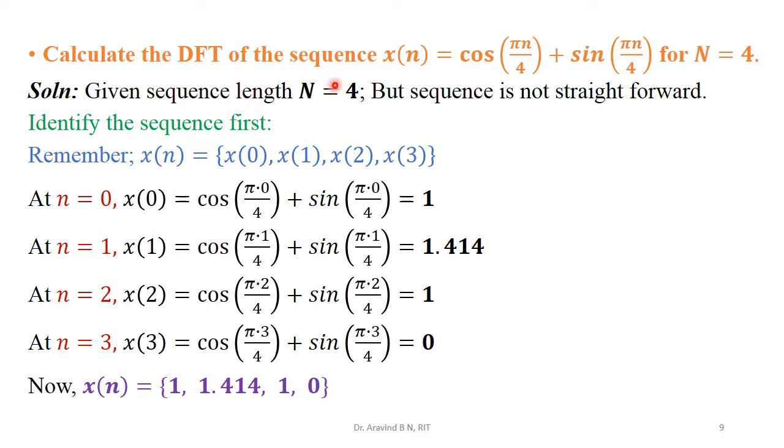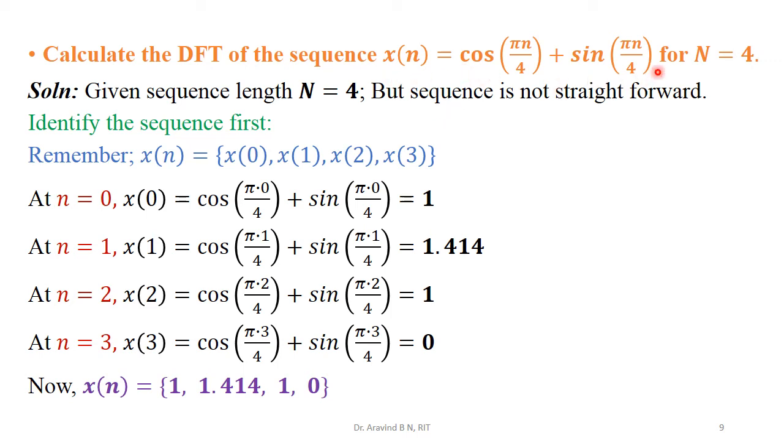Calculate the DFT of the sequence x of n equal to cos pi n divided by 4 plus sin pi n divided by 4, for n equal to 4. That means the sequence length N is given, that is equal to 4, but the sequence x of n is not given in a straightforward manner. We need to identify the value of x of n for 4 points, and then we need to calculate the DFT of x of n.